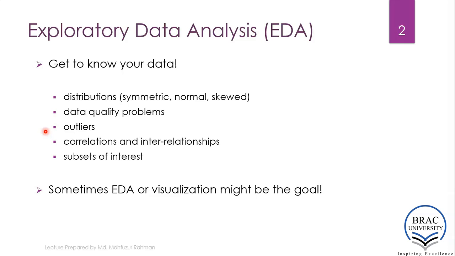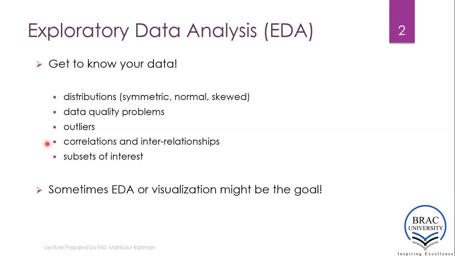Then the next one is outliers, which is also known as extreme values. If your data has lots of outliers or extreme values, it can affect your data. It may affect your analysis as well as your conclusions or results, which may give you a wrong interpretation about your data set.